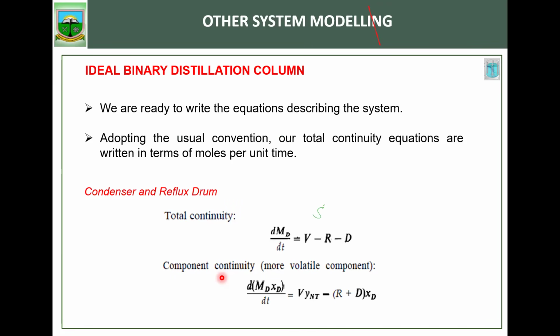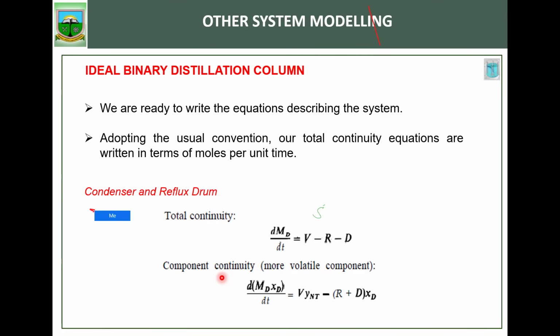Like I said, we are going to model the condenser and reflux area. Then we model the reboiler area, model the first tray, model the feed tray, and model the top tray. Then we will add all the equations from these. Let's look at the first one.